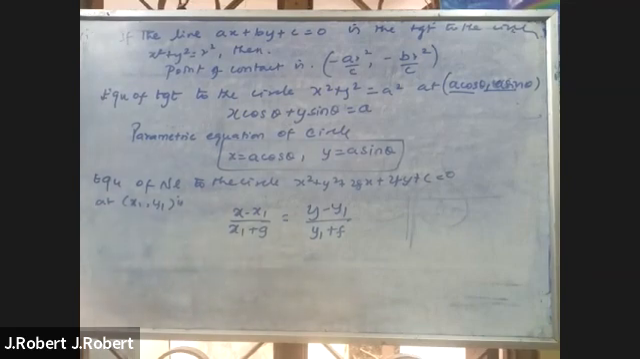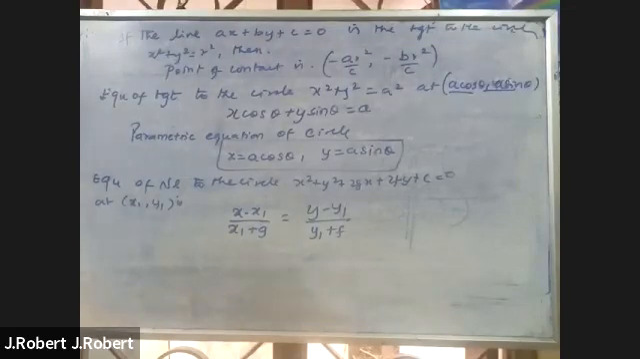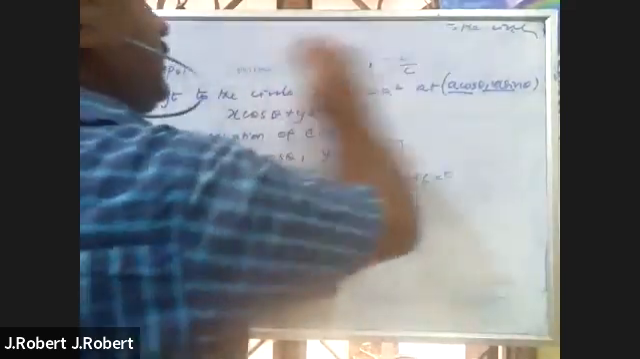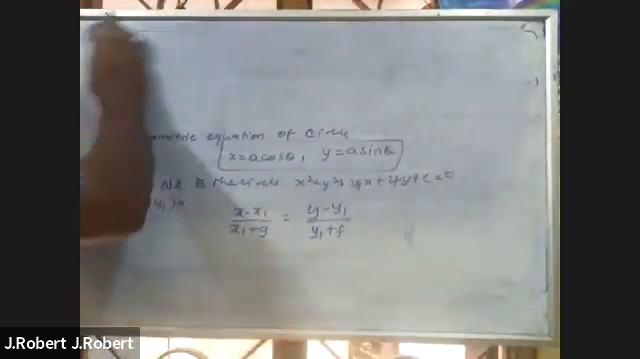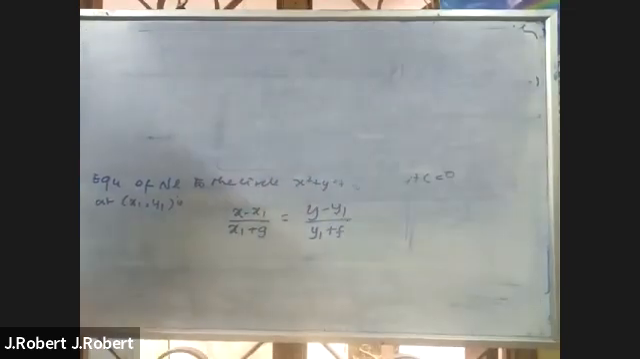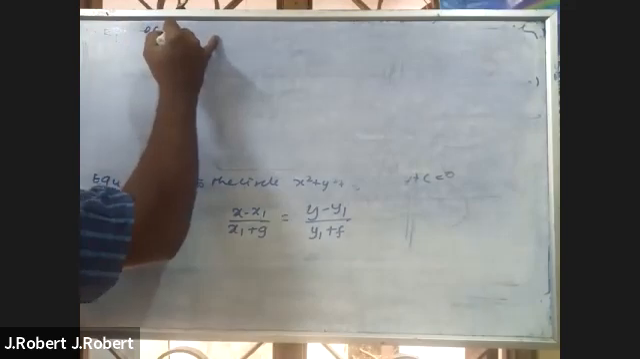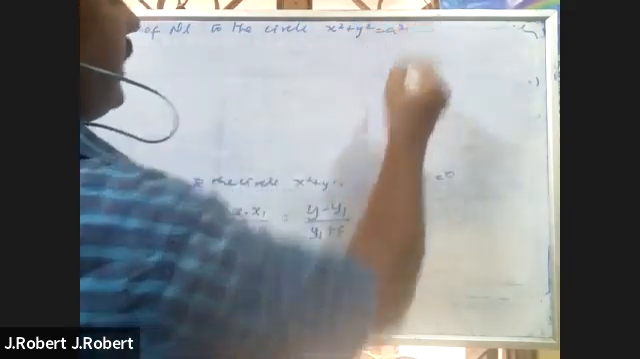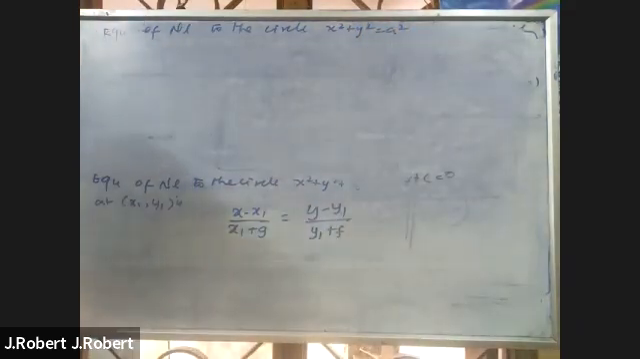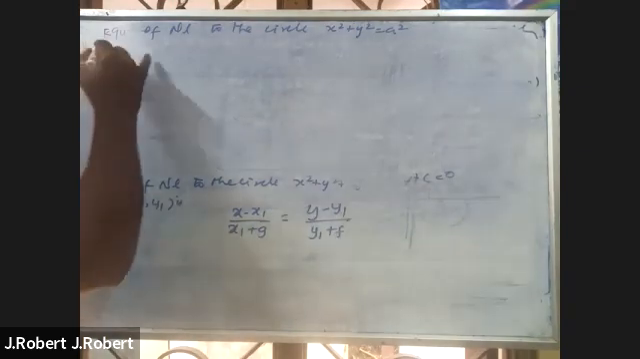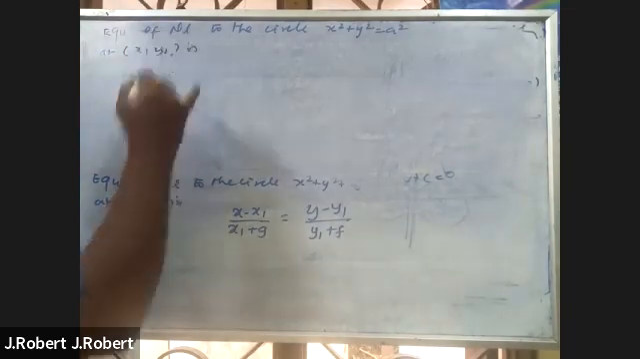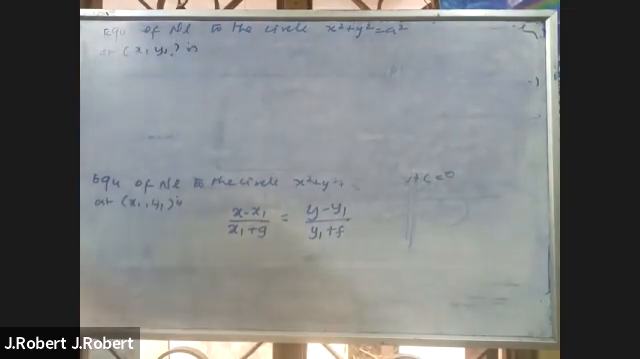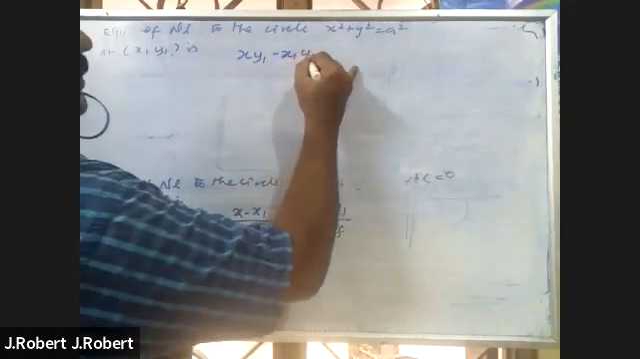Next, equation of normal to the circle x square plus y squared is equal to a square at x1 comma y1 is xy1 minus x1y is equal to 0.